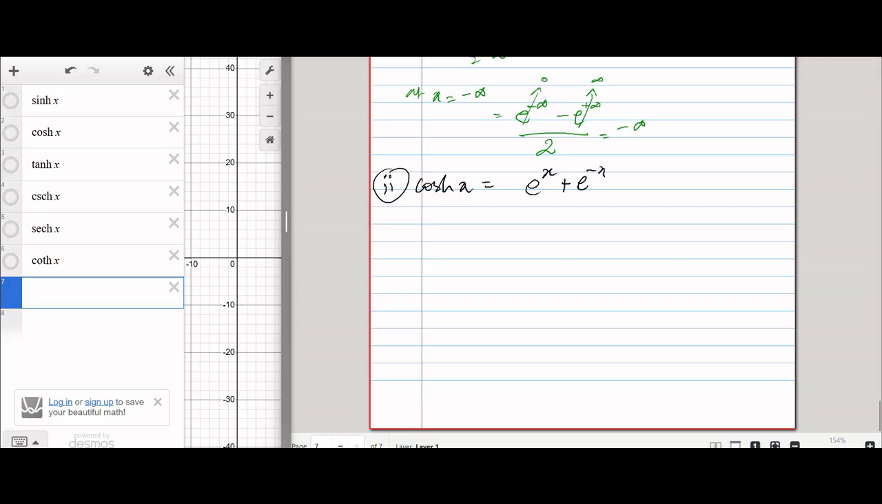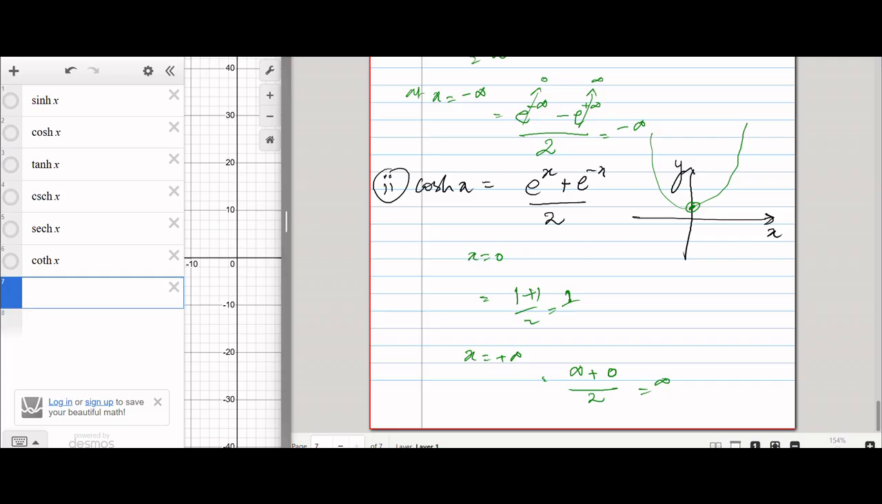e power x plus e power minus x by 2, and this is an even function, so we'll just figure out how it looks on the right positive x-axis. At x equals 0, what happens? The function is 1 plus 1 by 2, so it's 1, so like this. And at x equals plus infinity, it's infinity plus 0 by 2, so it's infinity. So it will go like this.